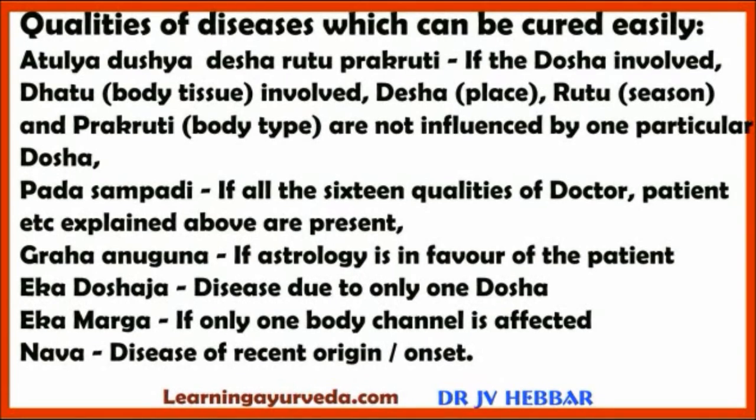Next, if all the 16 qualities of doctor, patient, etc., which were explained before, are present together, if astrology is in favor of the patient, if the disease is due to only one dosha, if only one body channel is affected, and if the disease is of recent origin, then such a disease is very easy to treat.